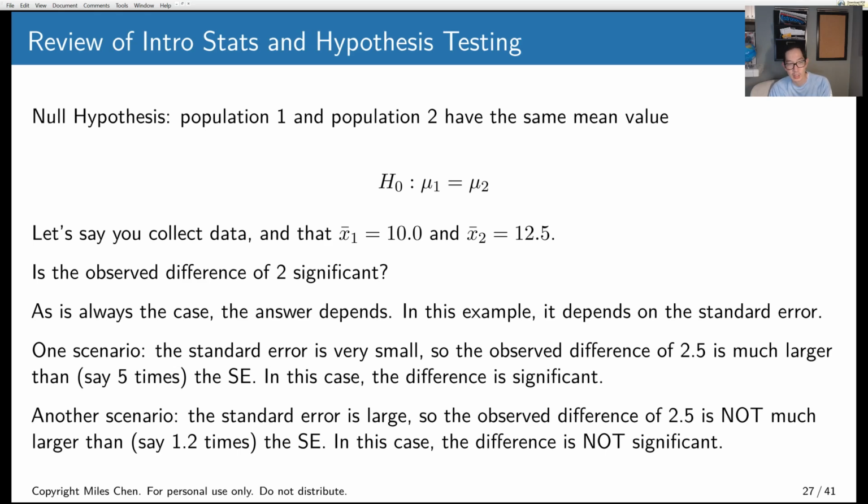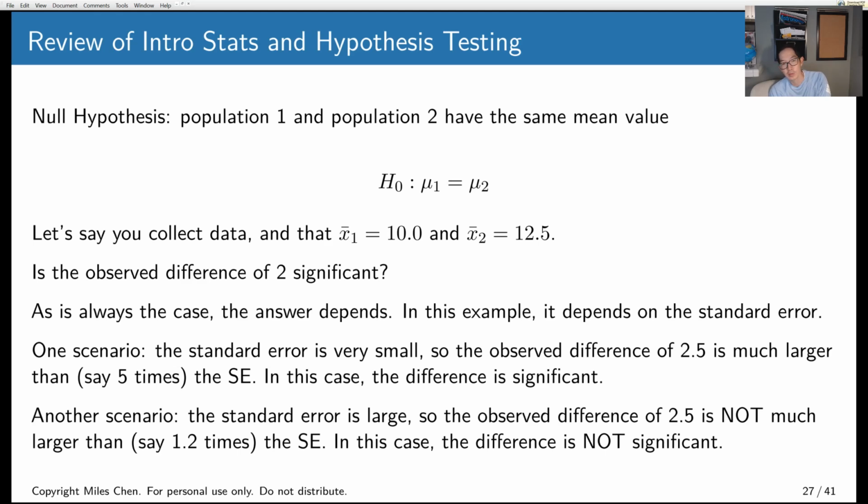Okay, so we're not getting the same numbers. Now we want to know, okay, I got 12.5 versus 10.0. I have a difference of 2.5 points, okay? Is the difference between these two sample means significant? And, as always, the answer is it depends. And in this case, it depends on what the standard error is.